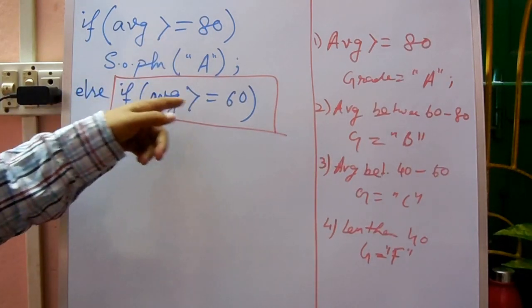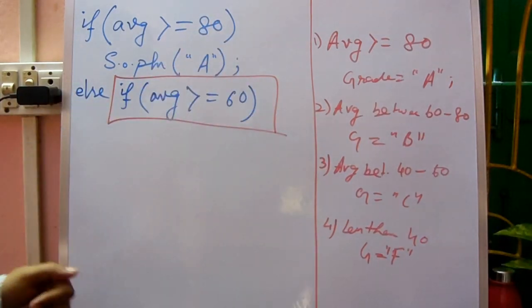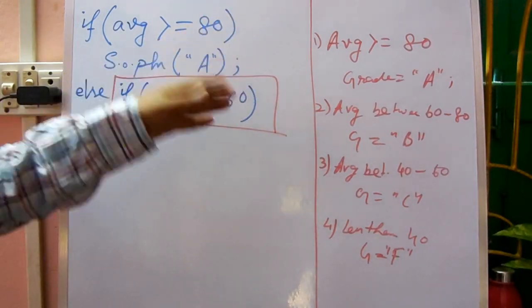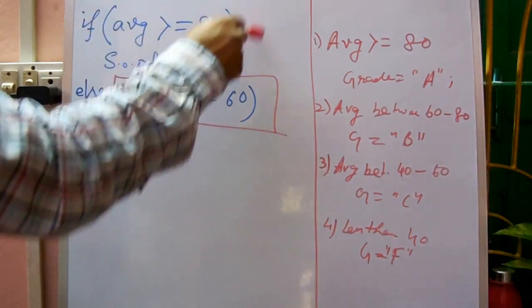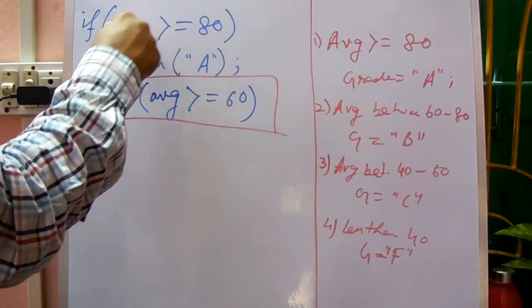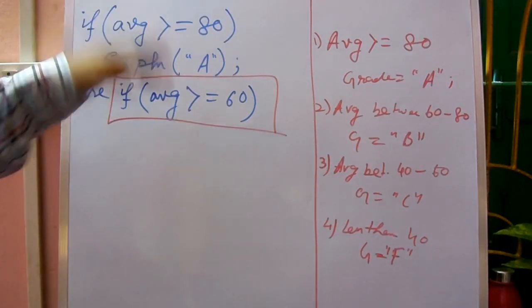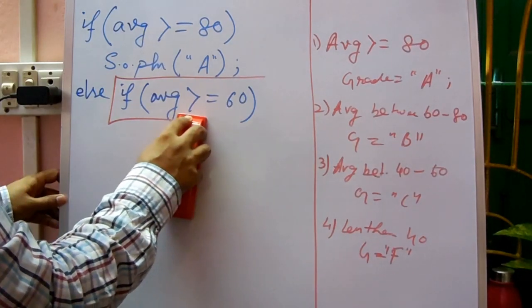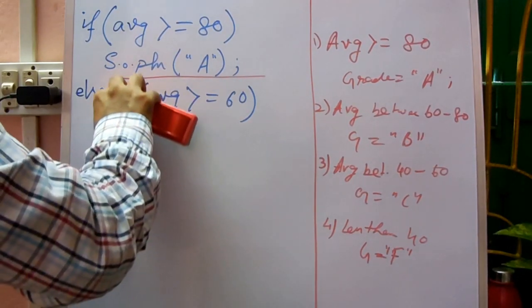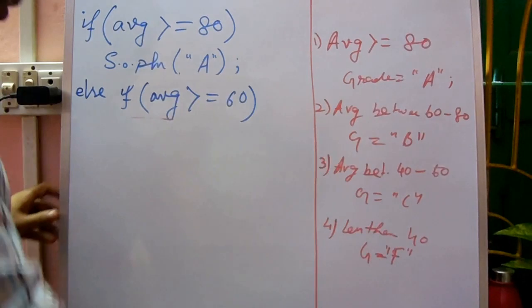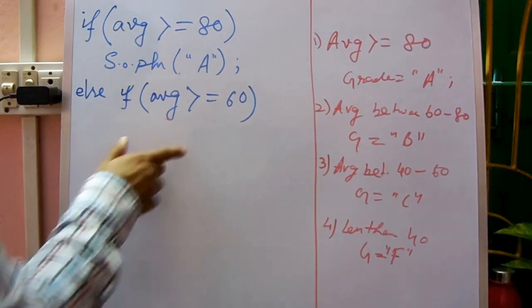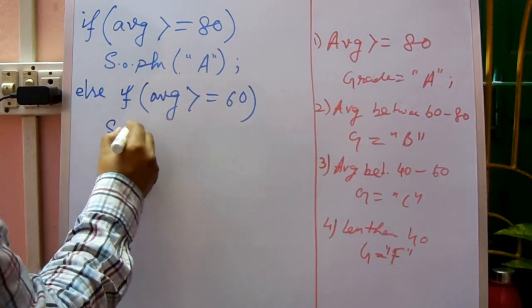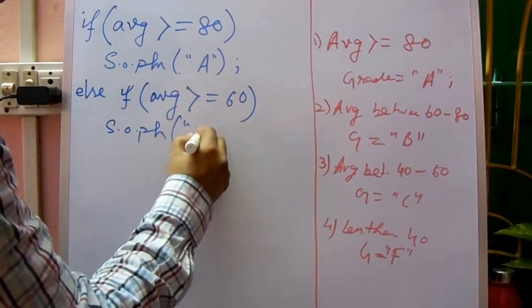That means the average should be more than 60, but there is no need to give less than 80, because for less than 80 we automatically get the false part of this if condition. So that's why it should be greater than or equal to 60, and then we are printing System.out.println, grade is B.